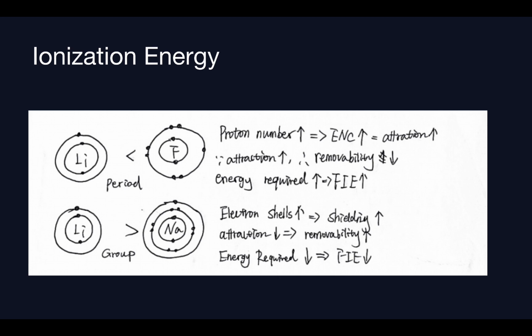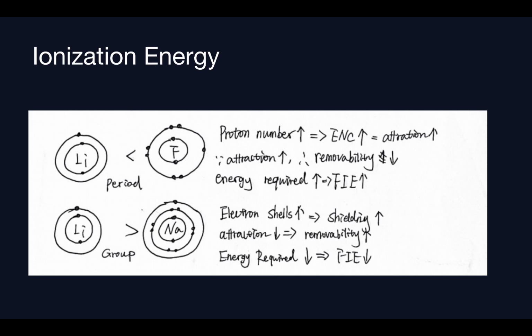So what is the reason? Because fluorine has the larger number of protons, which means it has higher effective nuclear charge, and so there's more attraction between electrons and nucleus. So it lowers the removability of the outermost electrons, so more energy is required.